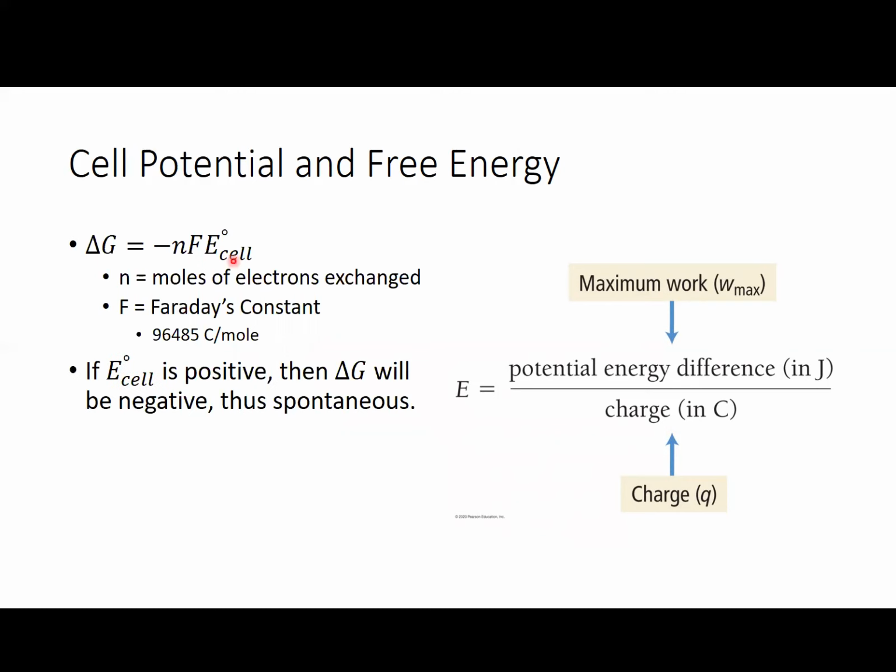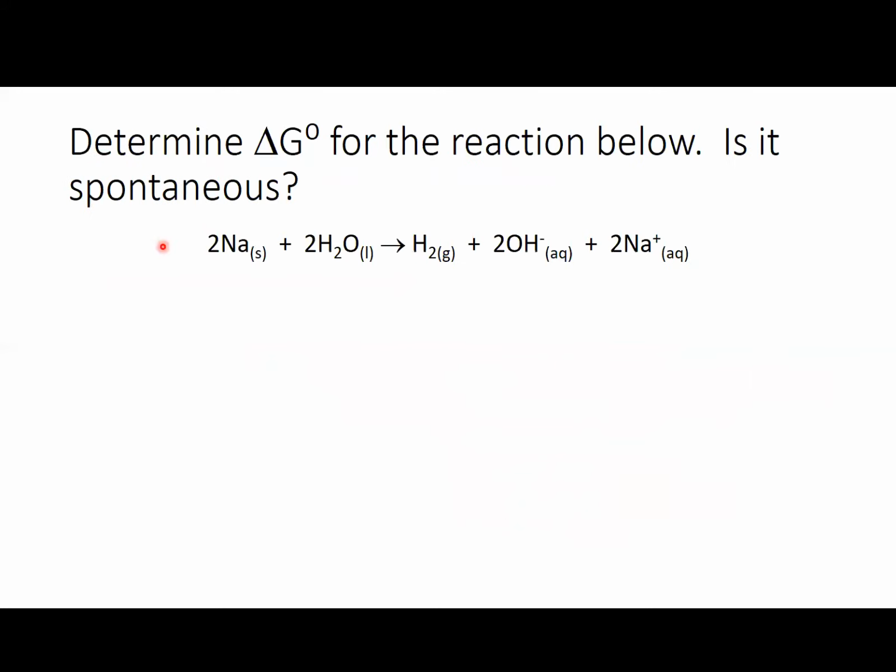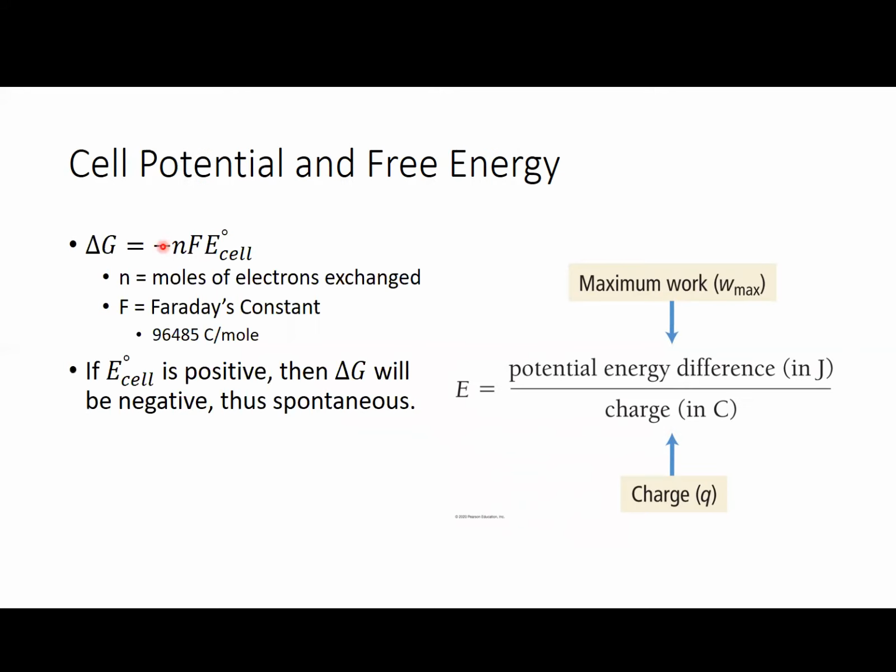So if Ecell ends up being positive, which we say is a spontaneous cell in the forward direction, multiplied by F, multiplied by n, and we take the negative of that, these are all positive numbers, 3 positive numbers. The negative of that will be negative. So Ecell is positive, delta G would be negative, it's spontaneous. And this is just kind of how E ends up being calculated. So we have potential difference in joules and charge right here.